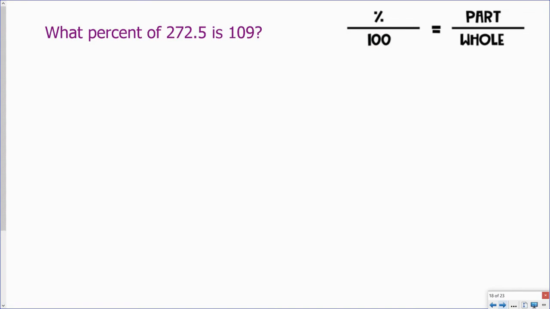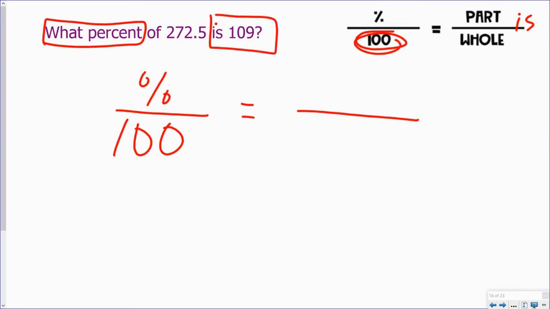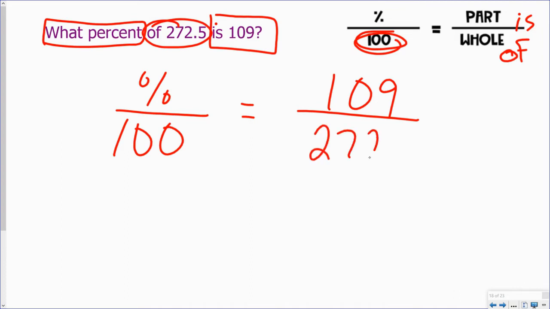Here it says, what percent of 272 and a half is 109? So again, setting up my proportion, looking for what percent. I put my percent here, and this is always 100. Part is a lot of times represented by the word "is." This time, it said is 109, so my 109 is going to go here. The whole is a lot of times represented by the word "of." Here is of 272 and a half, so that would go right down here.